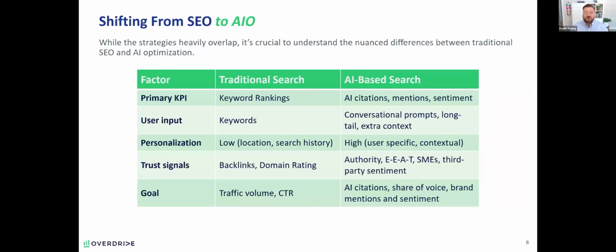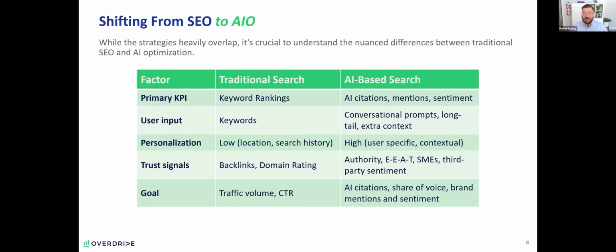So for traditional search, the primary KPI that we're going after is ultimately going to always be keyword rankings. Now, keyword rankings will inevitably lead to higher CTRs and traffic volume, but ultimately the KPI that we're tracking against the most is going to be keyword rankings. Whereas in AI optimization, it's a much different story. It's more about AI citations, mentions, and sentiment for those mentions in regard to the prompts that you're tracking. So it's a much different ball game.